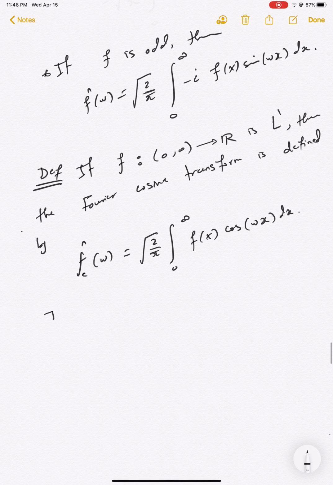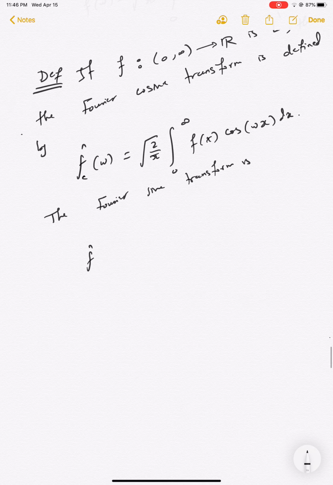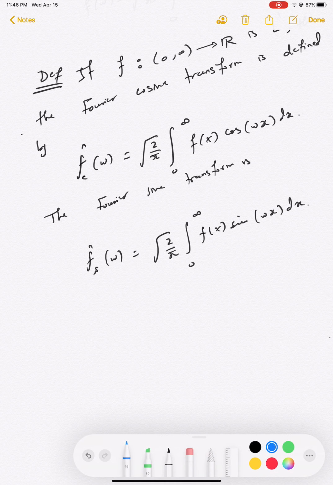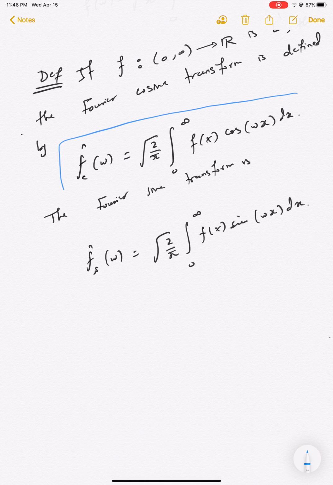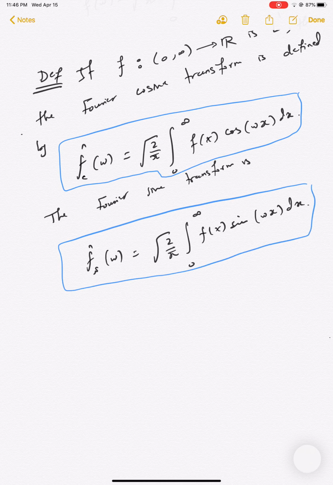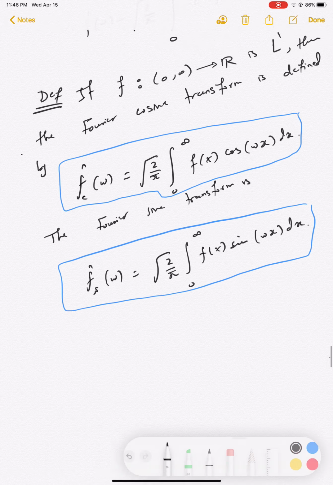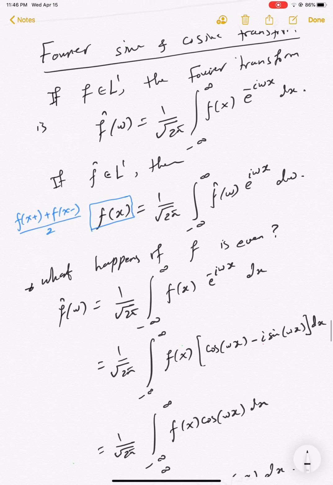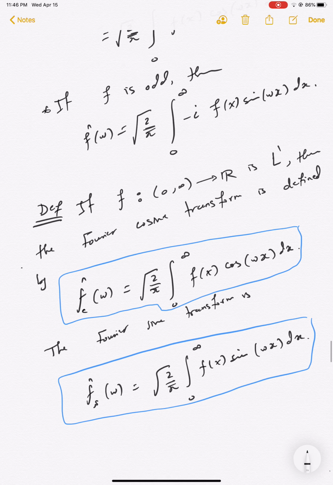On the other hand, the Fourier sine transform is f hat s of omega equals this. So we have very similar definitions. This is the cosine transform, this is the sine transform. They are very similar. And again, why did we have these formulas specifically for these transforms? Because this is what we got when we talked about the even and odd cases here. This is the analysis behind the two definitions.